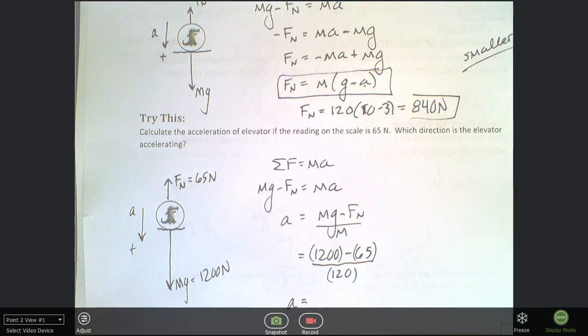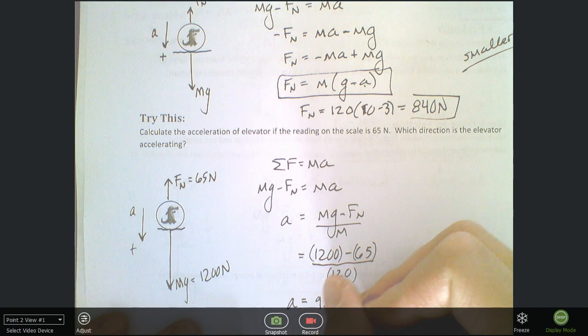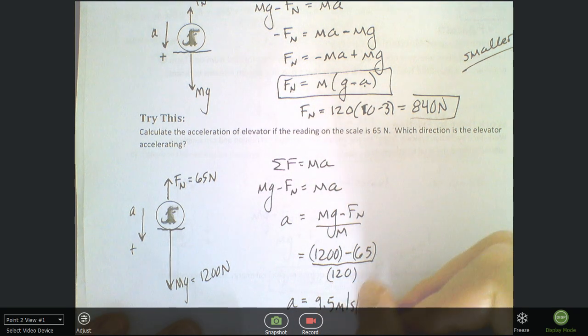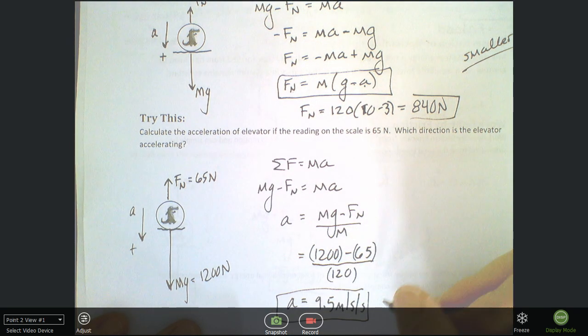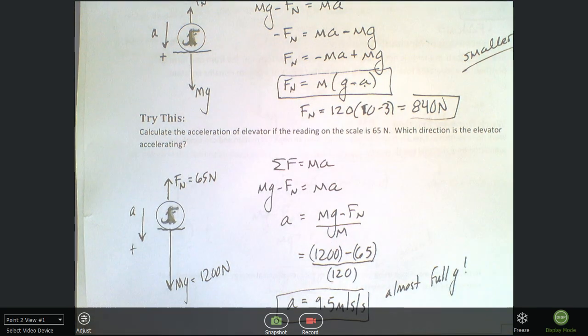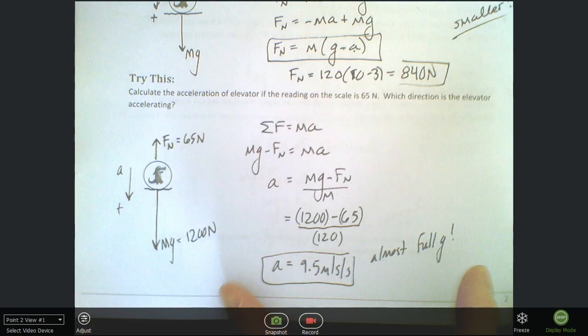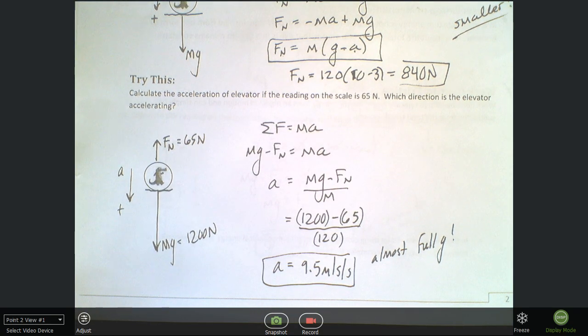And you end up with 1,200 less 65 divided by 120, 9.5. It's almost the rate of free-fall acceleration. You would feel pretty sick in this situation. Almost full g. Right? If it was 9.8, you'd be in free fall. Here, you're almost in free fall. You'd feel pretty sick. You'd be like, oh man, I'm definitely floating off the ground here a little bit, or just about to lose contact.